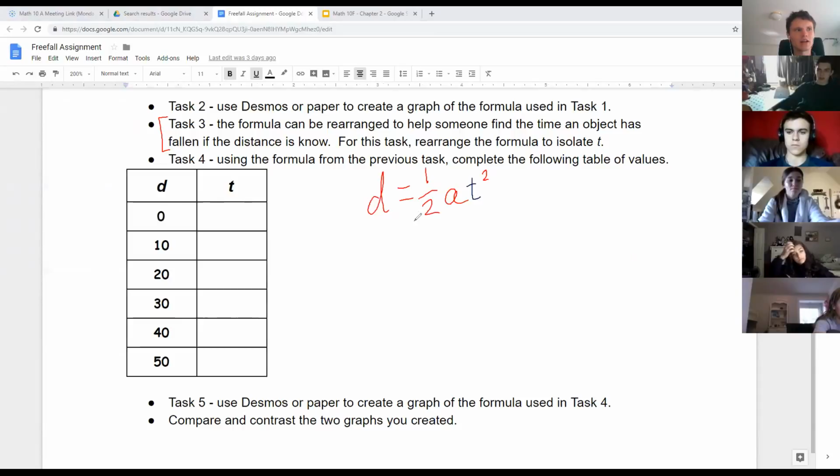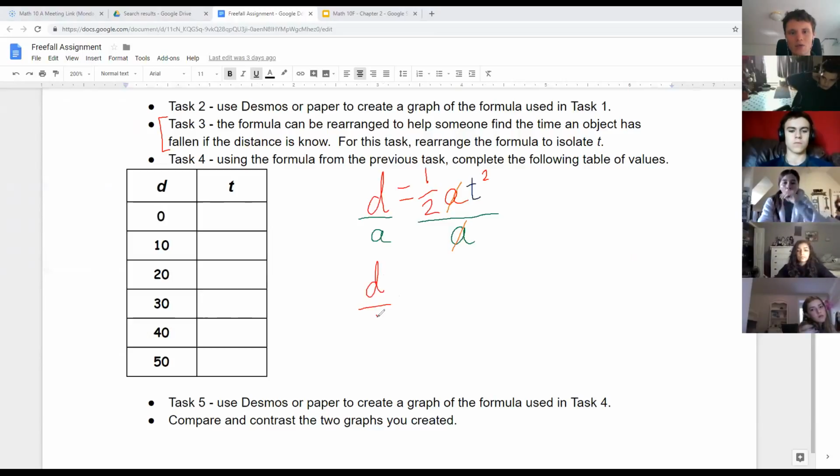Some people prefer to think about how, if we have an A here that's multiplied, we have to do the reverse process to the other side. That's a good way of thinking about it. What I prefer to do is think, if we want to bring that A to the other side, it's multiplied here. If I divide the whole thing by A, I cancel it out. But of course, whatever we do to the right side, we have to do to the left side. So writing down our next step, we have D over A equals 1/2 T squared.